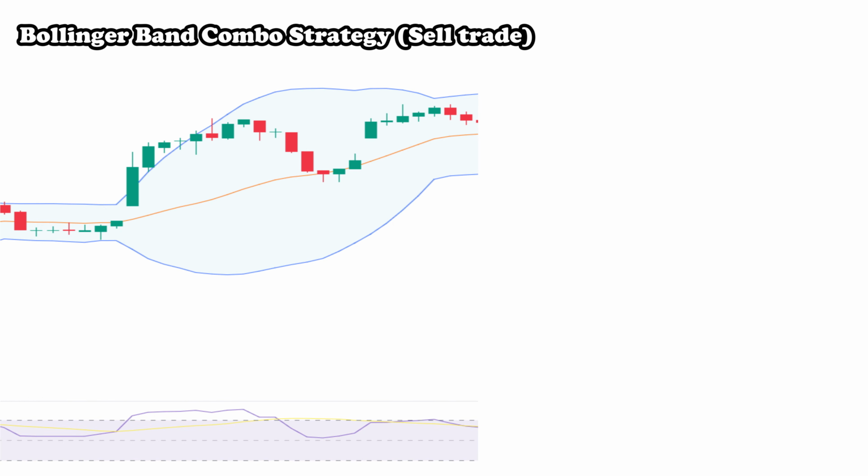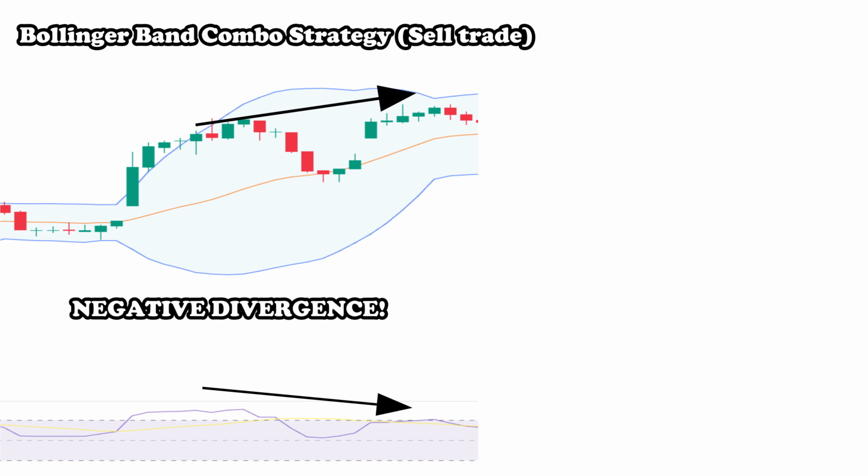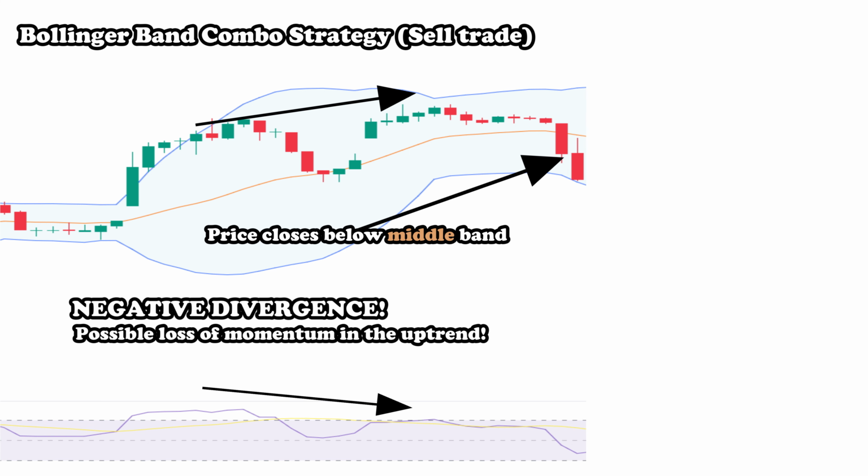To start, we must search for divergence in the chart. As we observe the chart, we see that the price has made a series of higher highs. However, when we look at the Relative Strength Index, we observe that it has made lower highs. This phenomenon, known as a negative divergence, suggests that the upward trend has lost momentum and a reversal could be imminent. To confirm this possibility, we wait for the price to close below the middle band of the Bollinger Bands.